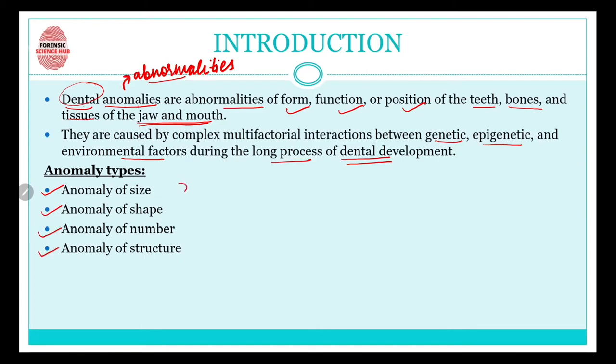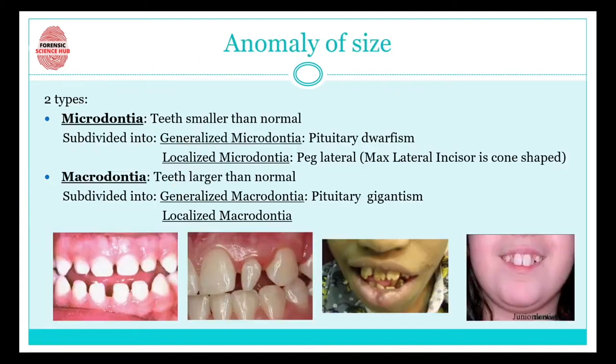In this video I'm going to discuss these 2 types, that is anomaly based on size and anomaly based on shape. So first let's start with anomaly of size. In this there can be 2 types, that is microdontia and macrodontia. Microdontia means that the teeth are smaller than normal. As you can look at this word, micro means small, right? So the teeth in microdontia are smaller than the normal sized teeth.